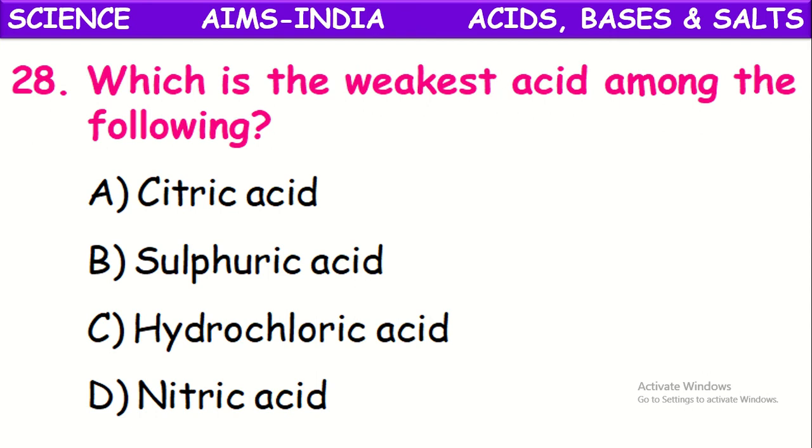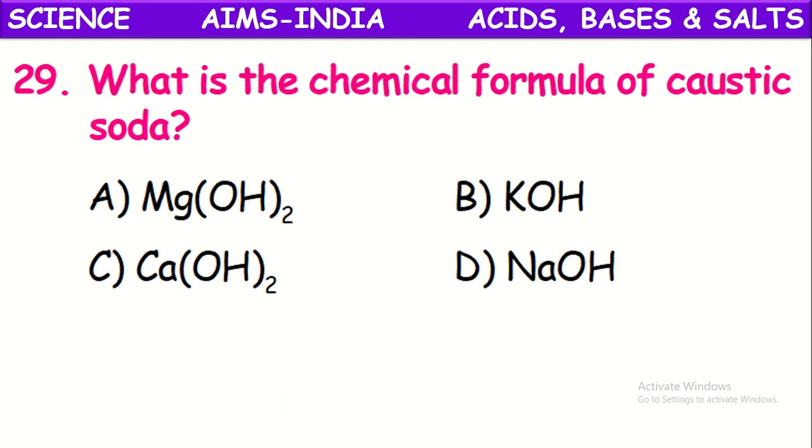Out of the acids given here, which is the organic acid? Citric acid, because it is obtained from plants and from citrus fruits like lemon and orange, isn't it? So this is an organic acid, hence it is a weak acid. And if you observe the remaining ones, sulphuric acid, hydrochloric acid and nitric acid, these are inorganic acids and strong acids too. Okay, next one.